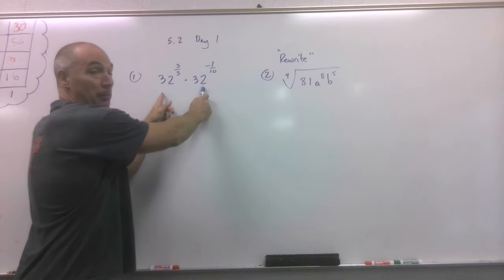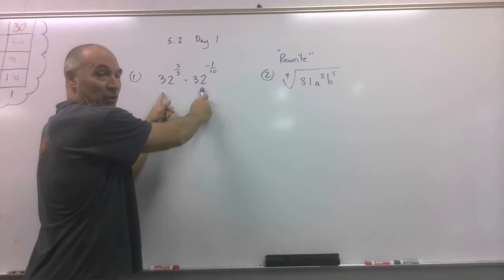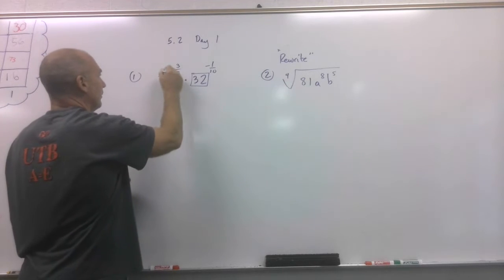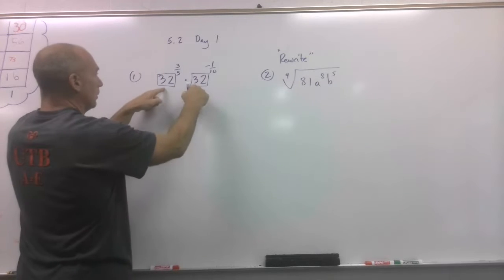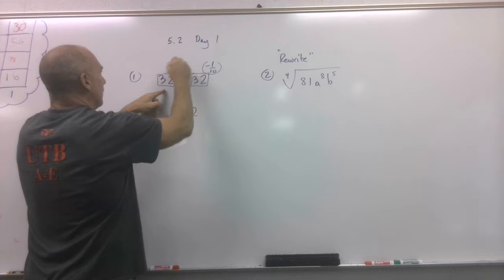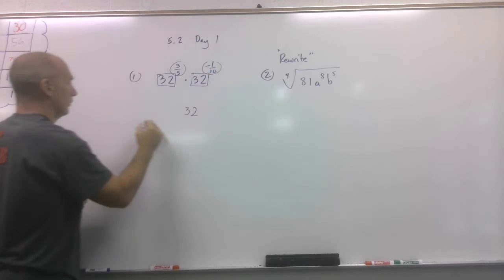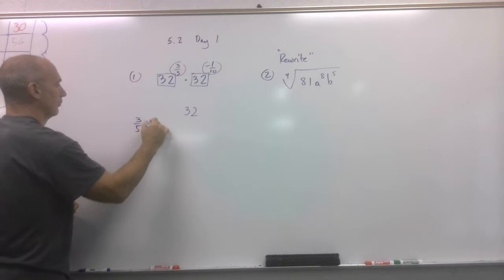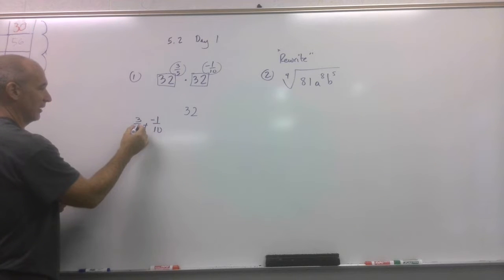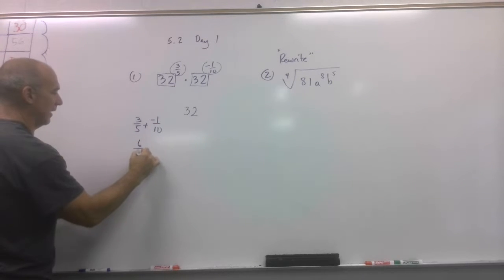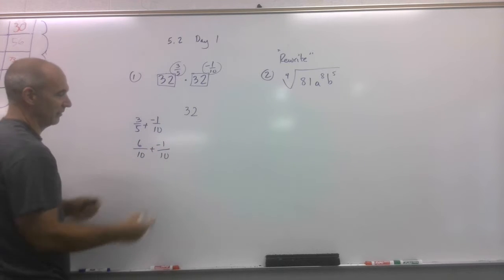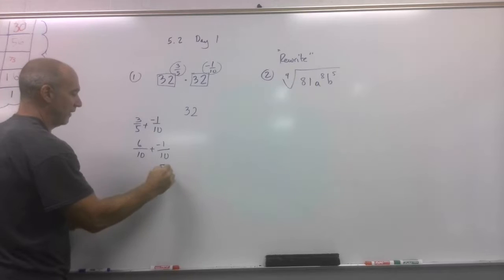So here's your math problem. Well, what's this even asking you to do? Recognize that we have common bases, and we're multiplying, so the base doesn't change. We just need to add the exponents. We're like, dang it, we got to find common denominators. So, well, I'm going to change this to tenths, so that's 6 tenths plus a negative 1 tenth, which is just the same thing as 6 minus 1, which is 5 tenths.